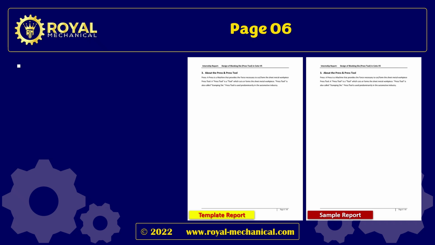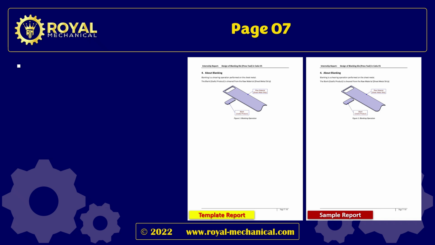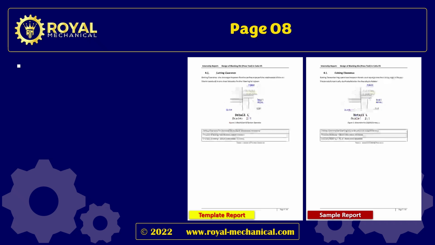Page 6 briefly explains the press and press tool. You don't have to change anything on this page. Page 7 briefly explains the blanking operation. You don't have to change anything on this page. Page 8 briefly explains the cutting clearance. You don't have to change anything on this page.